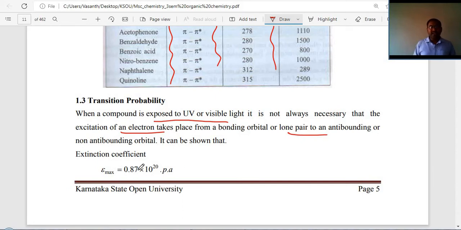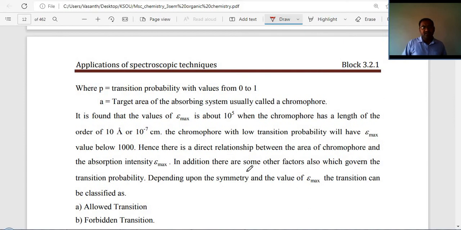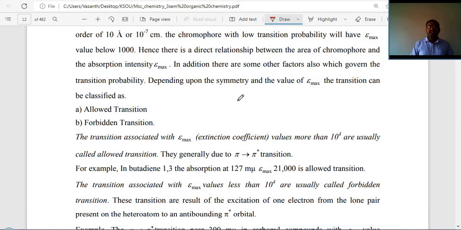What is the extinction coefficient? Epsilon maximum is equal to 0.87 into 10 to the power of 20, times P times A. Here P is the transition probability with values from 0 to 1. A means the target area of the absorbing system, usually called a chromophore. Depending upon the symmetry and the value of epsilon maximum, transitions can be classified as follows.